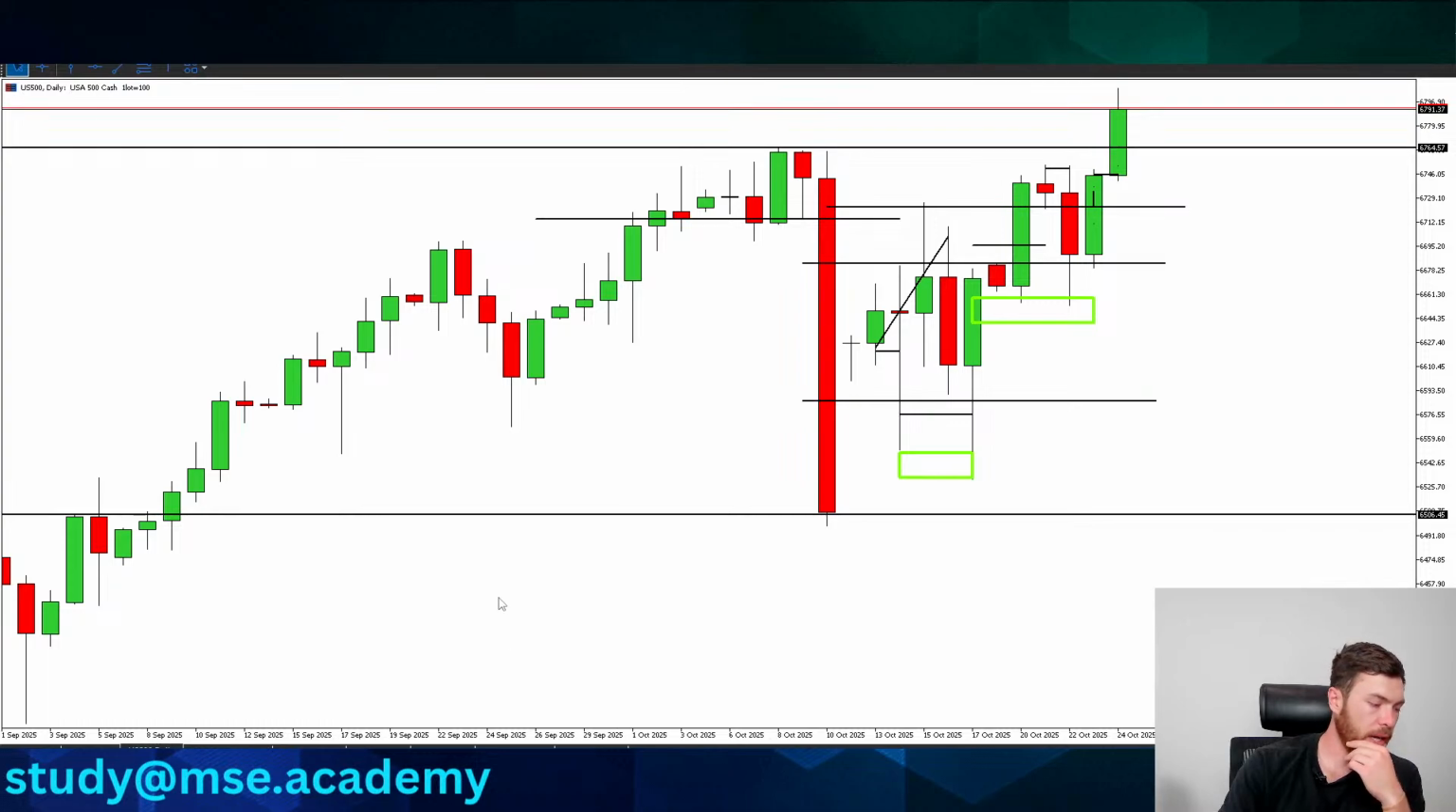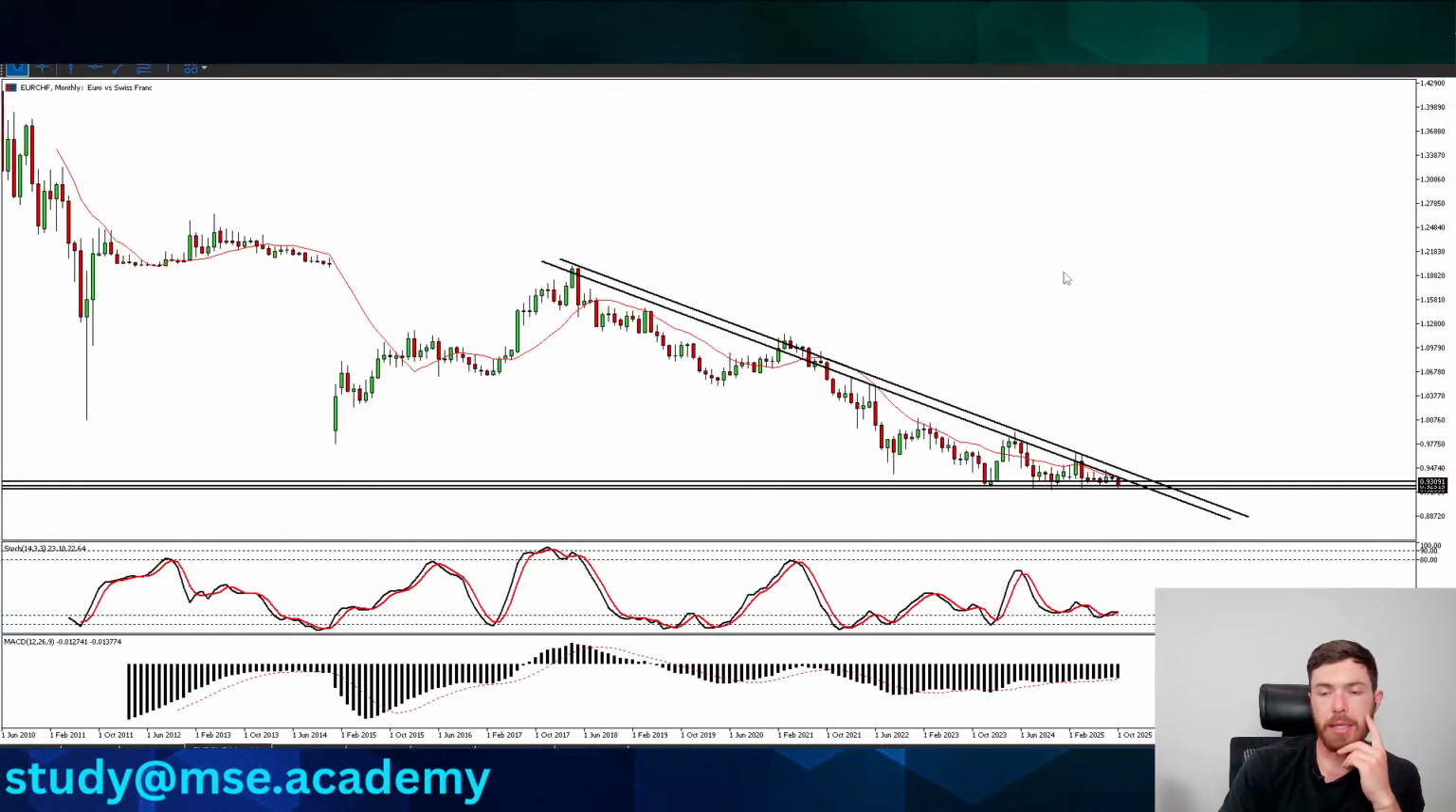So going into the next trade I wanted to take a look at is the EURCHF. So that's the Euro Swiss franc. Now, I'm a bit 50-50 on this trade, but I felt like it would be good to share the trade with you so that you can also see my thought process, and also where I feel like there could be limitations to this trade idea.